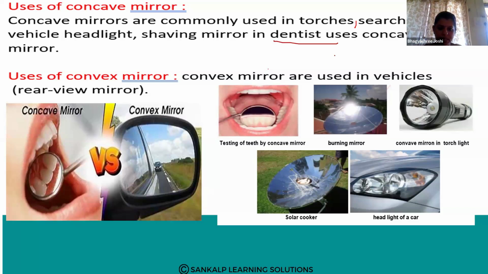Uses of convex mirror. So where are we using convex mirrors? Convex mirrors are used in vehicles as rear view mirrors. In vehicles, where do you use it? The rear view mirror. What we see here, that is the rear view mirror. So we can observe the vehicle coming from behind clearly. For that reason, we are using a convex mirror here.